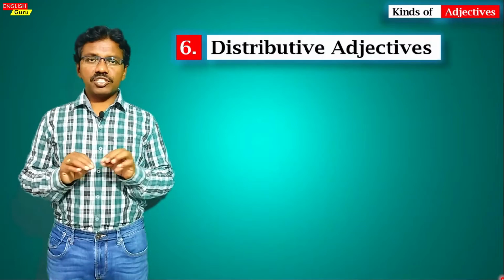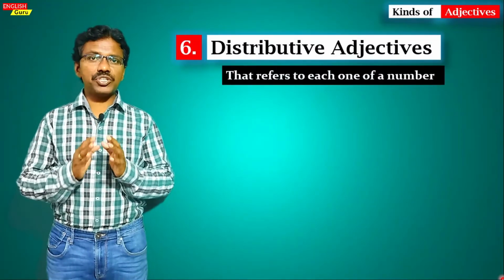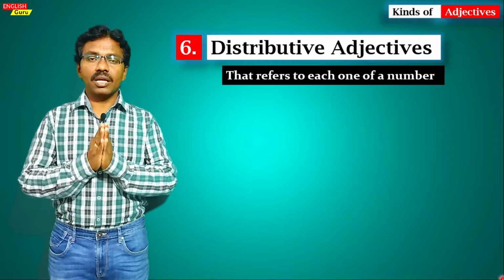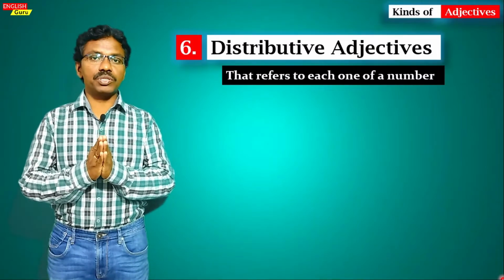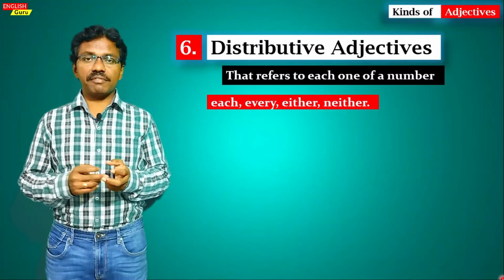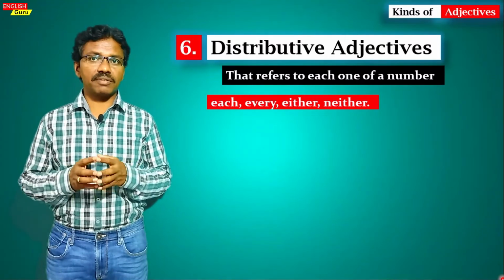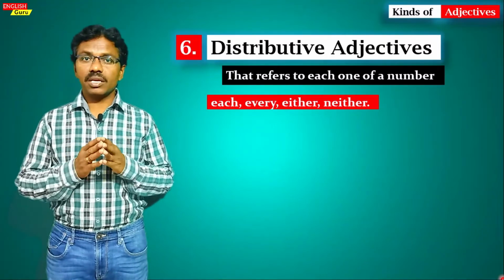The sixth one is distributive adjectives. Distributive adjectives refer to each one of a number, everyone, each one individually. And the distributive adjectives are each, every, either, neither. These are all the distributive adjectives. They refer to each number, each member.